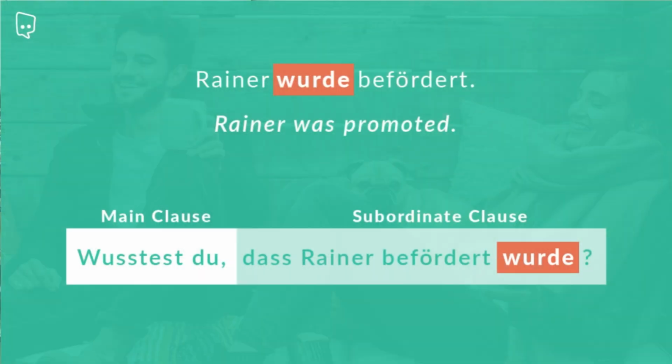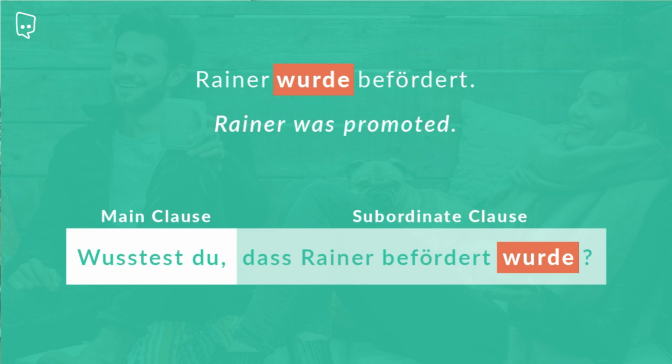Let's take a look at the second example. Rainer wurde befördert. Rainer was promoted. This is a passive voice sentence. We can see that the verb wurde is in the second position.